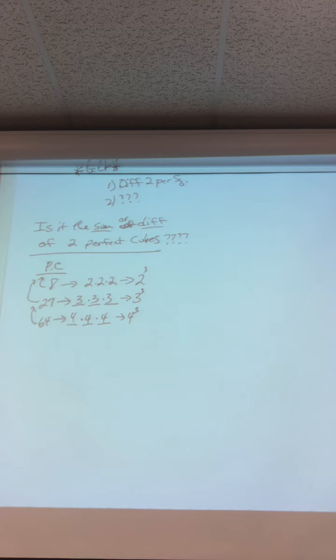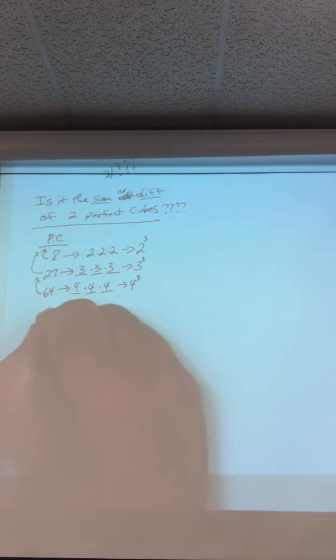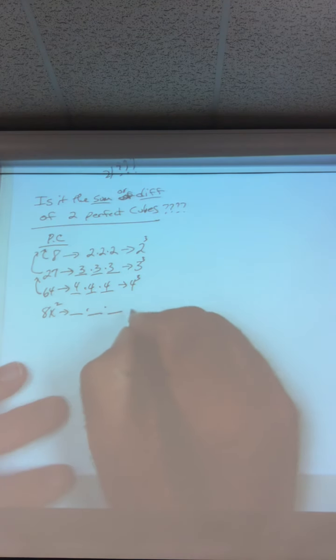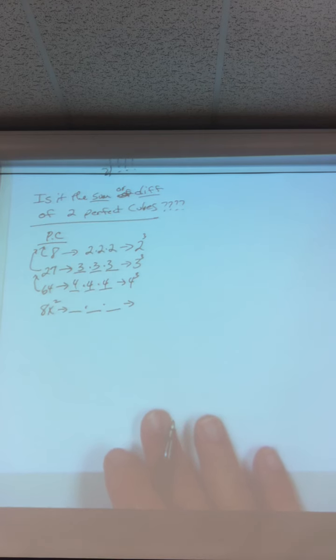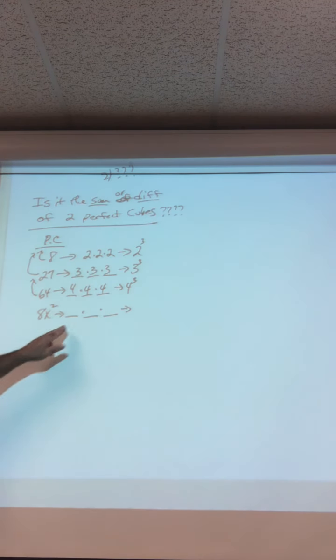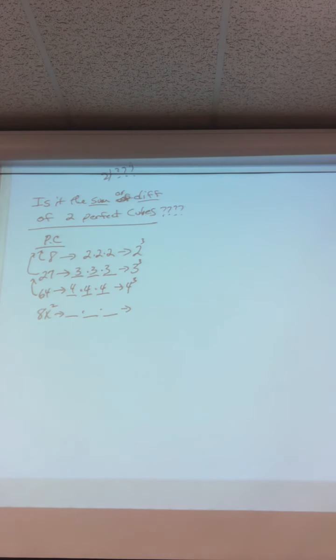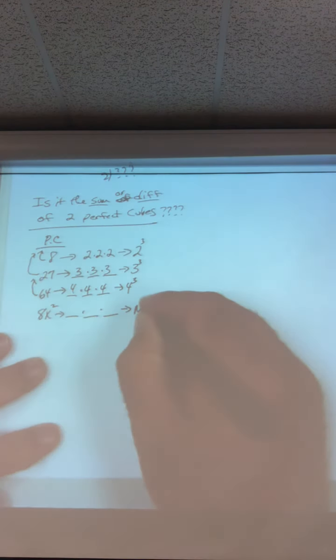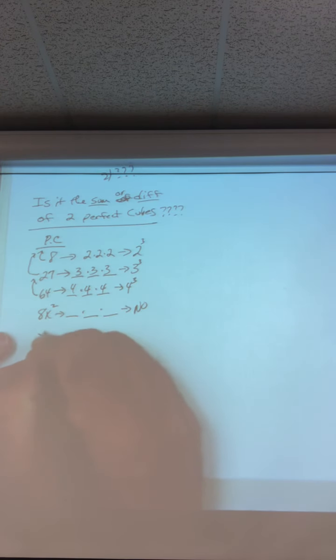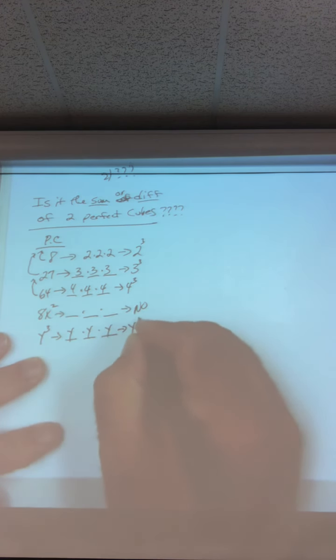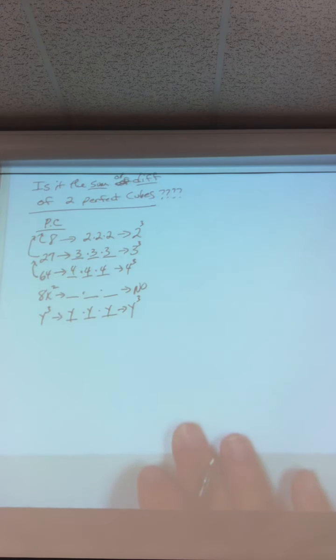Okay, let's do 8x squared. If you take something times something times something and get 8x squared, you say, well, yes, 2x, 2x, 2x. No, because this is not x cubed. So is 8x squared a perfect cube? No, it's not. What about y cubed? Is that a perfect cube? Yes. y times y times y. Or you could just write it the way it originally started, y cubed.